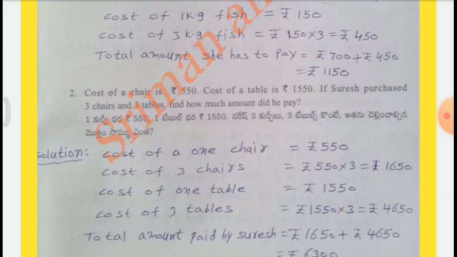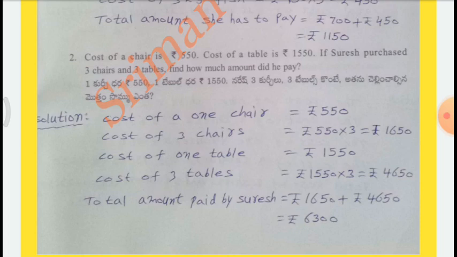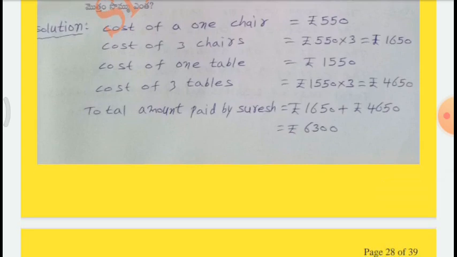1150 rupees. Cost of a chair is 550 rupees. Table is 1550 rupees. If Suresh purchased 3 chairs and 3 tables, find how much amount he paid. Solution: cost of 1 chair is 550 rupees. Cost of 3 chairs, 550 into 3, 1650 rupees. Cost of 1 table 1550 rupees. Cost of 3 tables, 1550 into 3, 4650 rupees. Total amount paid by Suresh: 1650 plus 4650, total 6300 rupees.